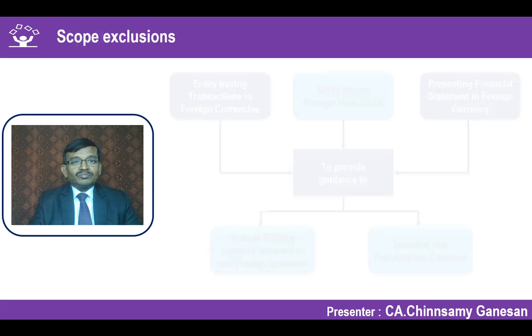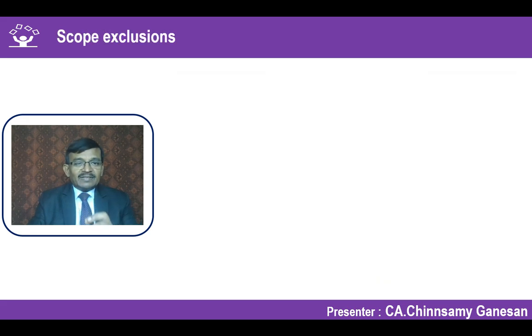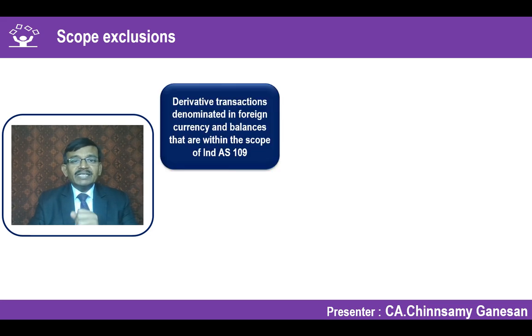Let's move on to understand what are all the items which are not included in this particular standard. For example, derivative transactions which are denominated in a foreign currency, and whatever balances are there at the year end, are not accounted for as per Ind AS 21, but should be accounted for as per Ind AS 109. So the accounting will go to Ind AS 109.